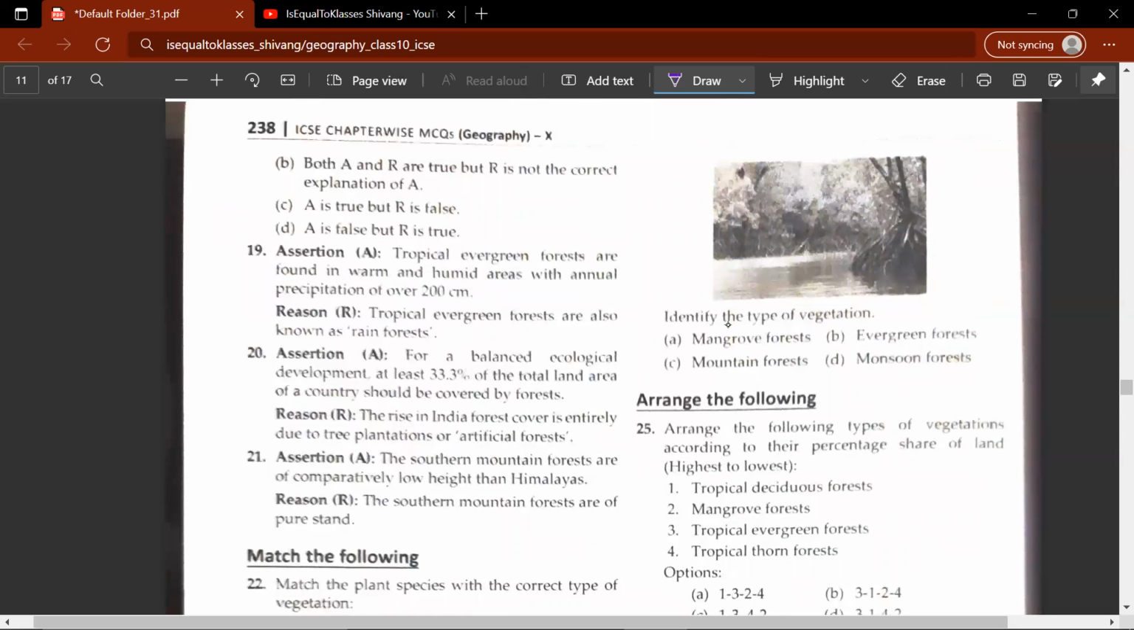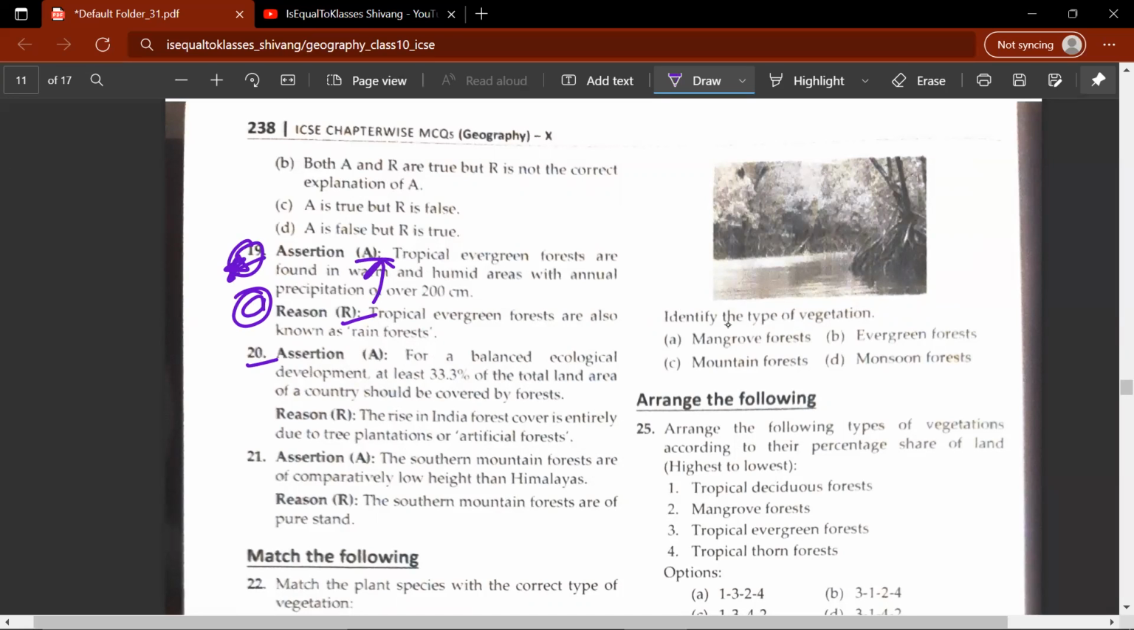Okay, so the assertion A in 19th question states that tropical evergreen forests are found in warm and humid areas with annual precipitation of over 200 centimeters. And reason R is tropical evergreen forests are also known as rainforests. So for this, the correct answer would be A. Both A and R are true, and R is the correct explanation for A.